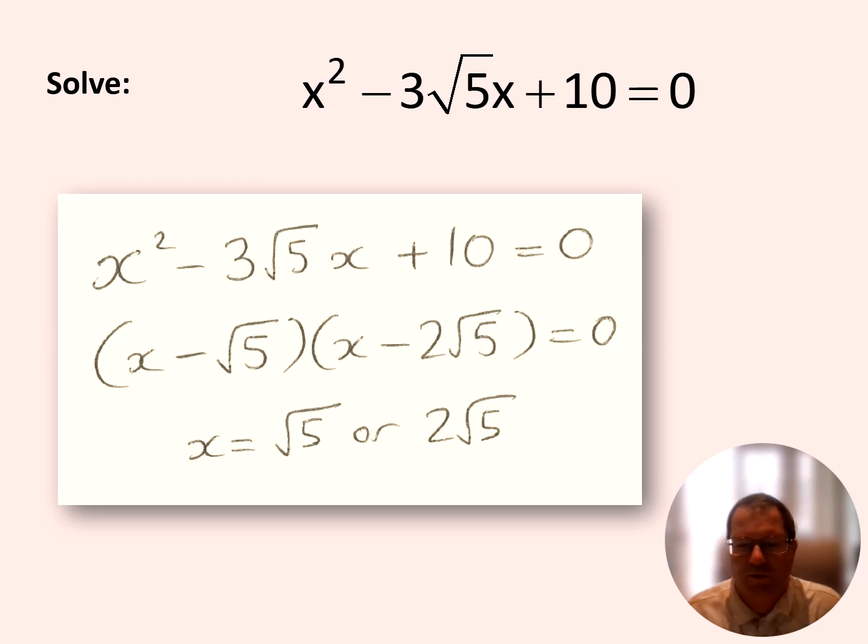Here's an example of a quadratic equation for which one of the coefficients is a surd. We have x squared minus 3 root 5 x plus 10 equals 0. Now it does actually factorize because root 5 times 2 root 5 is equal to 10, because 2 5s are 10, and root 5 plus 2 root 5 is 3 root 5. We will need to make them both negative in order to add up to negative 3 root 5, but they still times to make positive 10. So the answers are root 5 and 2 root 5.